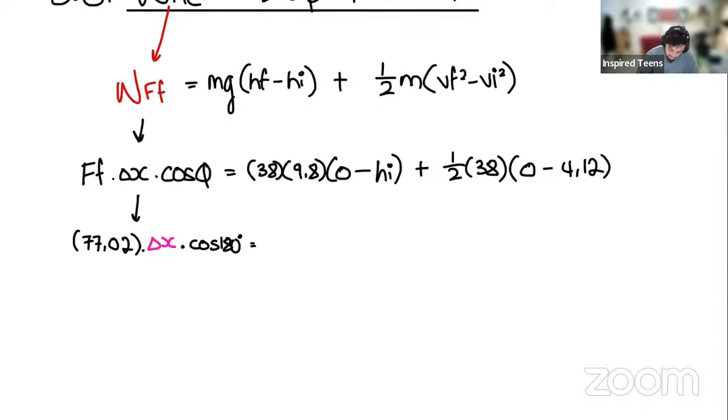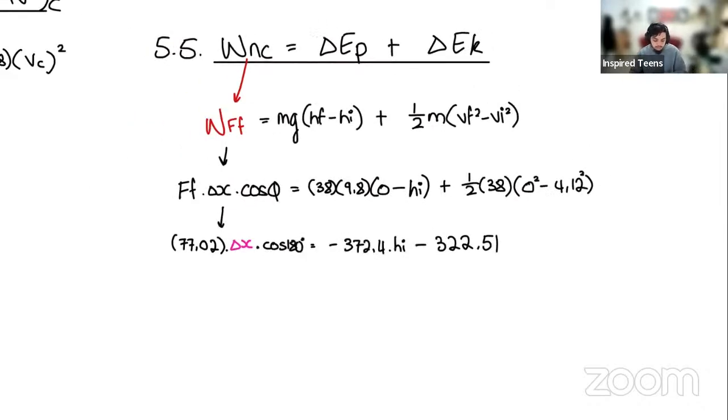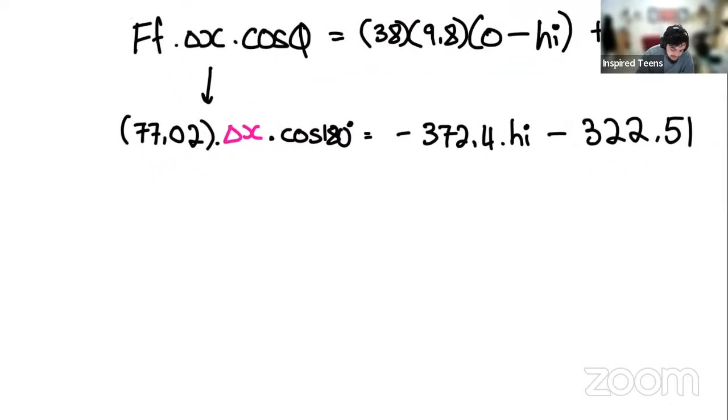I'm going to multiply everything. It's going to become negative 372.4 times H initial, plus, I believe I need to square these. I told you guys I always forget to square, so please remind me if I don't. This is also minus 300. When I simplify this, I'm getting 322.51. Okay, so now if we consider this left-hand side, here we have this.